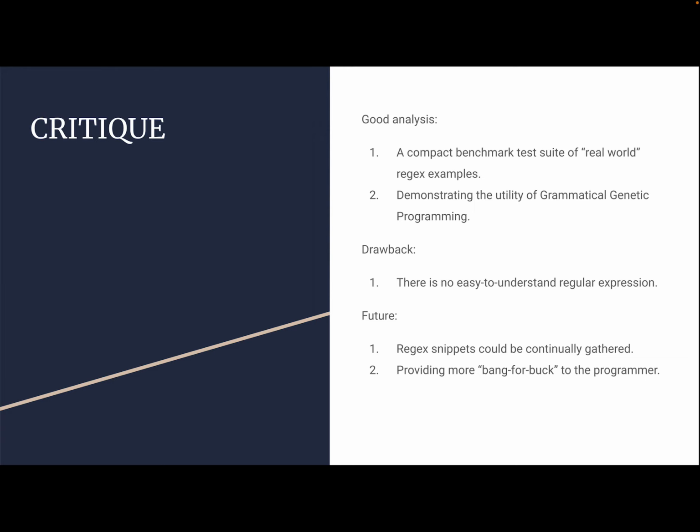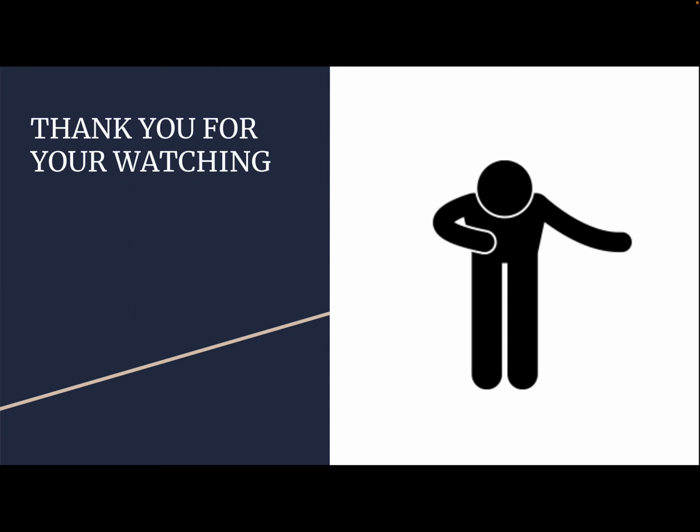So they have to consider that regex caprice could be continuously gathered as they are processed from human-written examples as well as over the course of evolutionary runs within a genetic programming context. This library could be used to drive semantic crossover operators. And then the last one is that in the future they have to provide more bang for buck to the programmer.